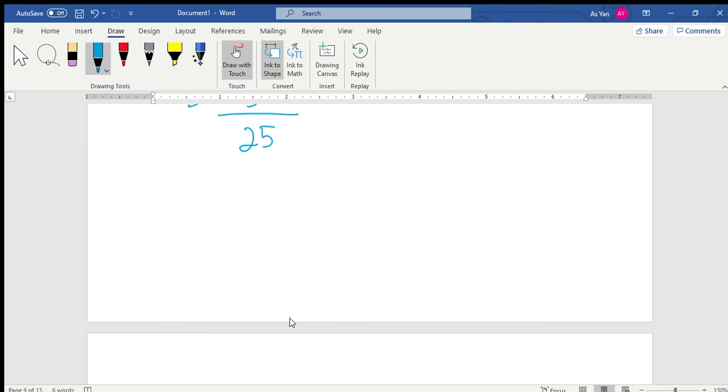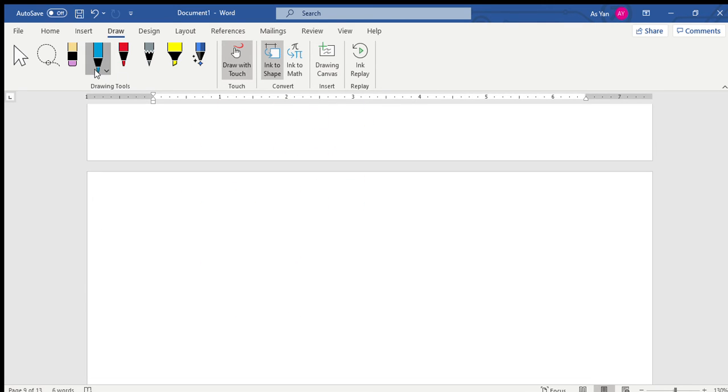Okay, next. Okay, I want to change the color. I want to change to green color.